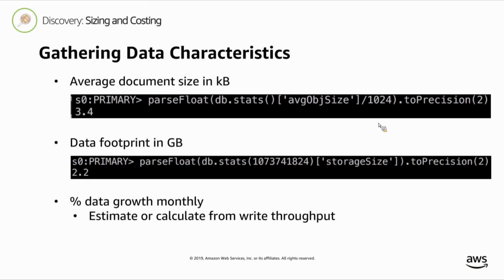So this is how you can gather some of these characteristics, some example commands, and these are easy to find in our documentation. But you could go and find out, what is my average document size over a specific database, and how much data am I using in gigabytes as a footprint? What does my growth look like on a monthly basis?